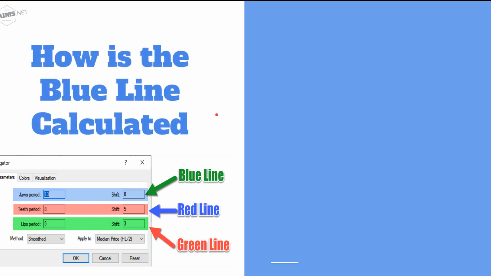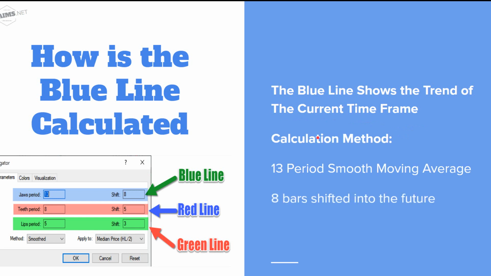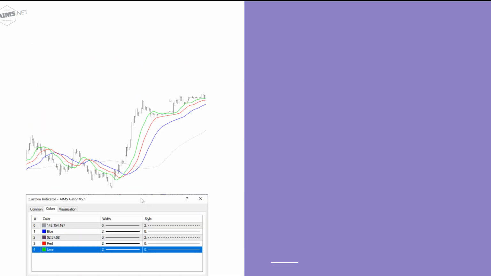How is the blue line calculated? Well, the blue line is the trend of the current time frame. It is what Bill Williams calls the balance line, which means that if there was no new incoming information, no more data coming in, the price bars will come and touch the blue line. The blue line will go flat. It's 13 period smooth moving average, 8 bars shifted into the future.